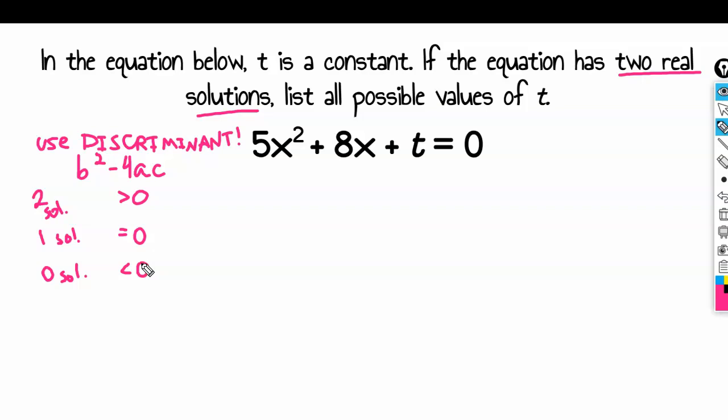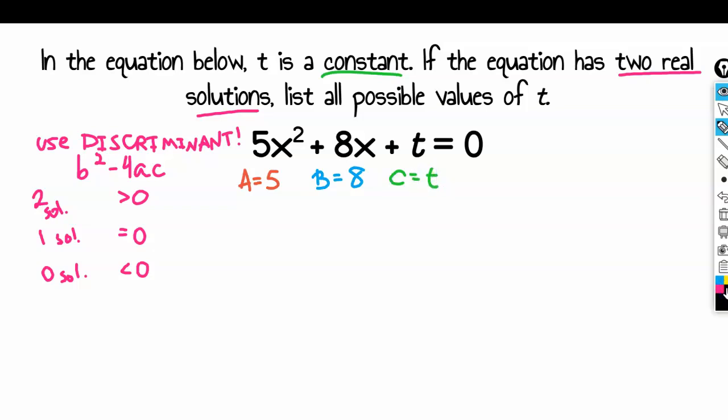So let's look at our equation. So let's look for A, B, and C. So here, A is 5. B is 8. And then C, some people want to say 1 because they think T is a variable. But it's not a variable. They literally just said it's a constant. So C is just T.